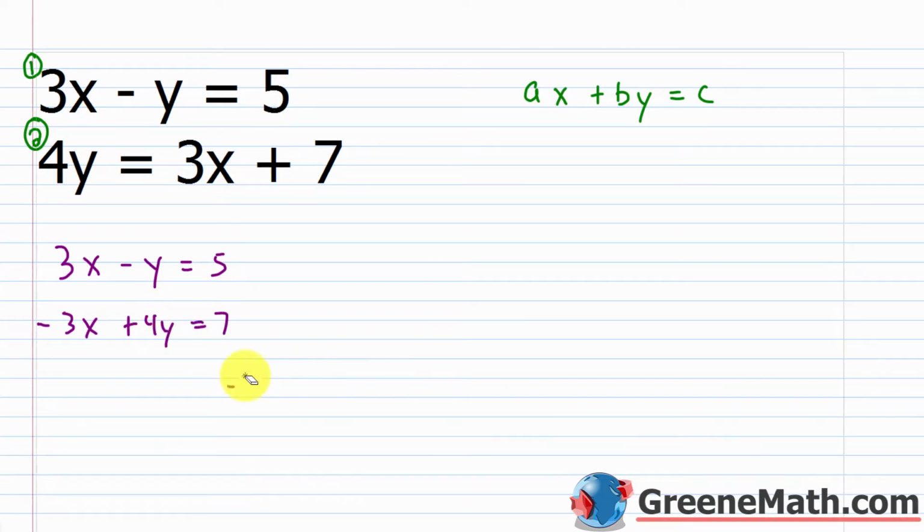So you can see why we put them both in standard form. It's easy to see the values that we have that are lined up on top of each other. I've got my 3x on top of negative 3x. I've got negative y on top of 4y. I've got 5 on top of 7. So everything's lined up. In this particular case, we have an easy example.